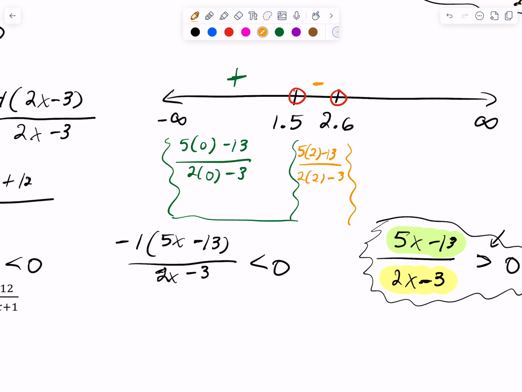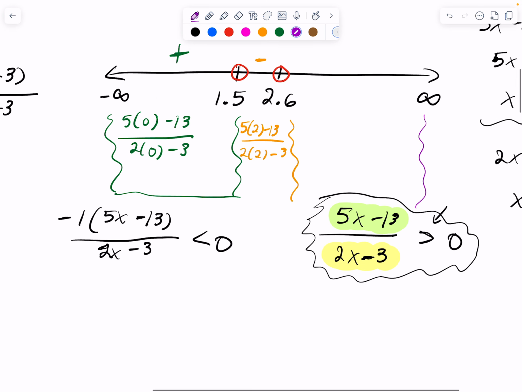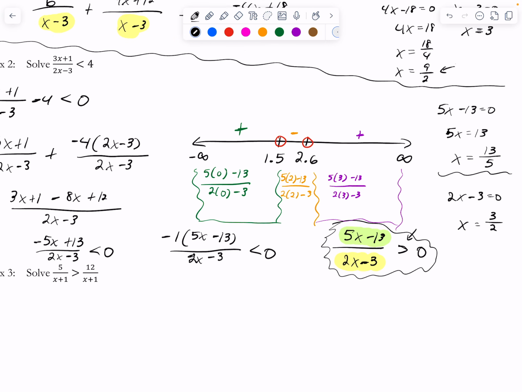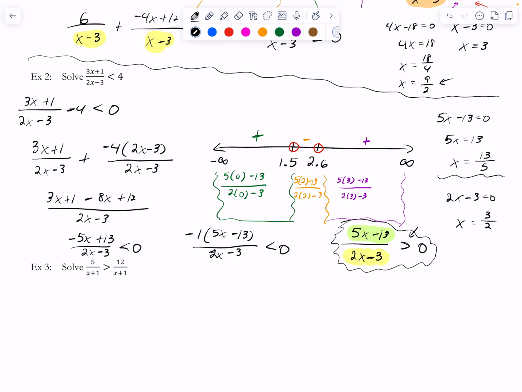And last but not least, I'll use, let's see, 3. So 5 times 3 minus 13 over 2 times 3 minus 3. So that's going to be 15 minus 13 is a positive. 6 minus 3 is a positive. So that's a positive over positive, which is positive. We are looking for greater than 0 here. It doesn't have or equal to, so I don't need to worry about any issues with that.